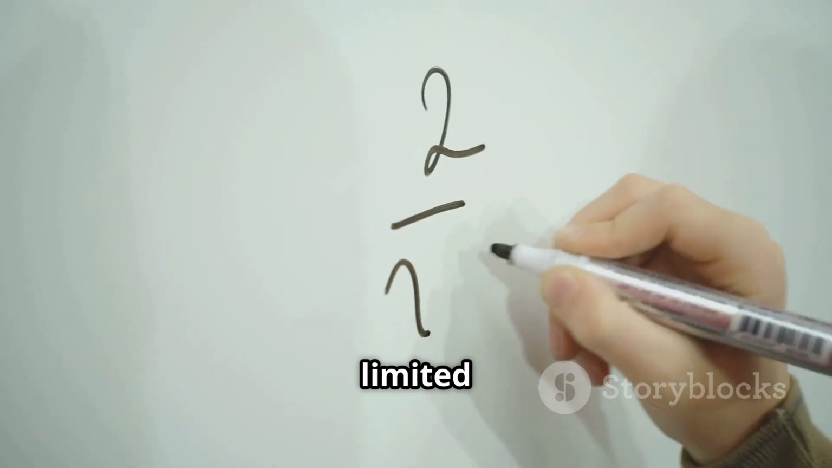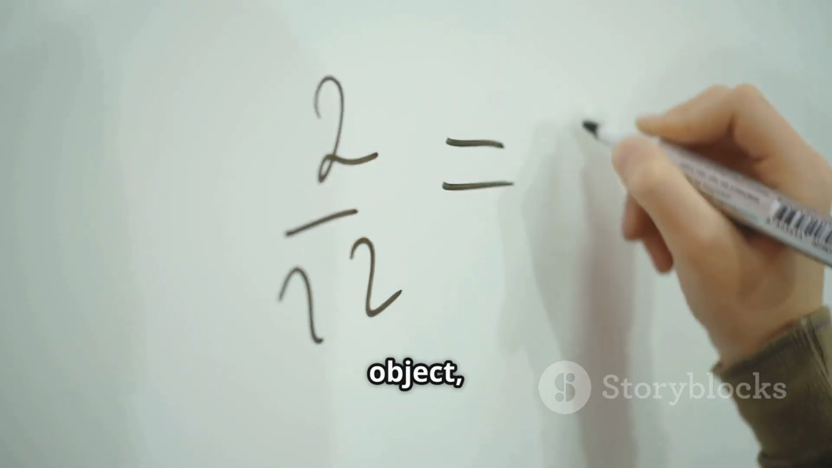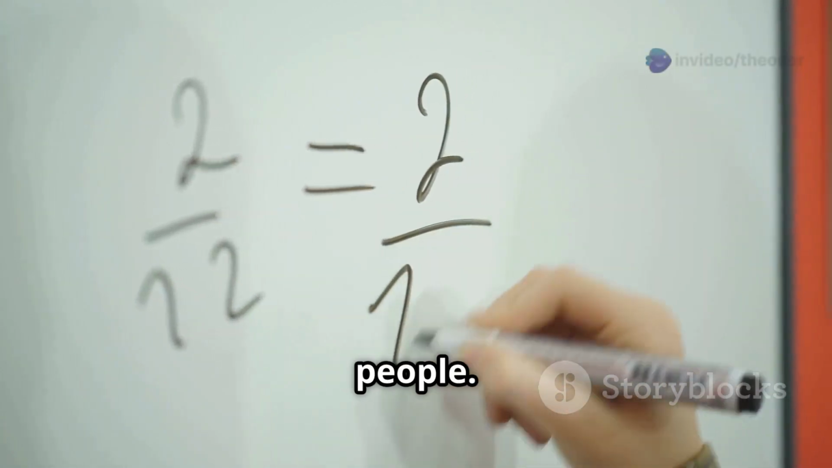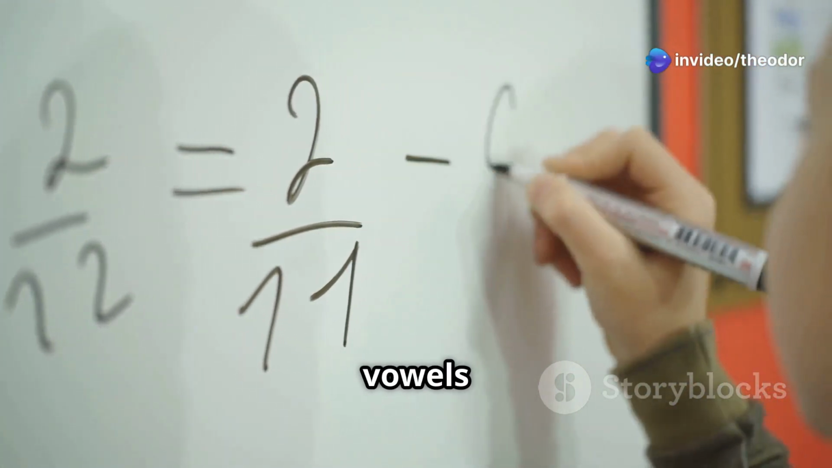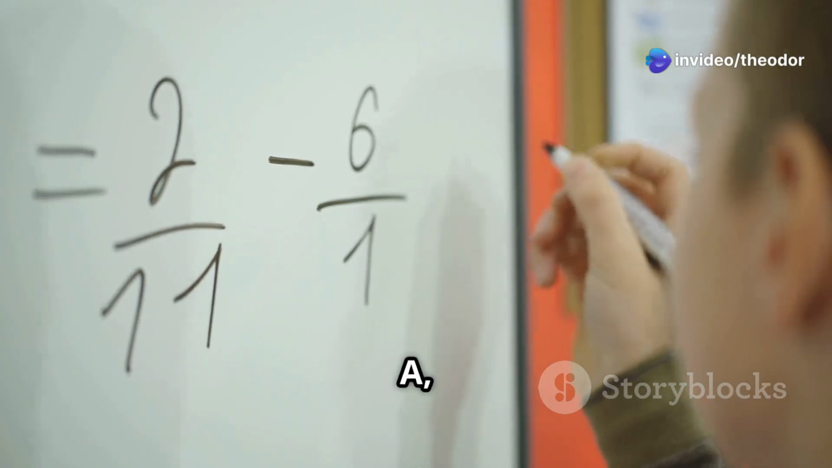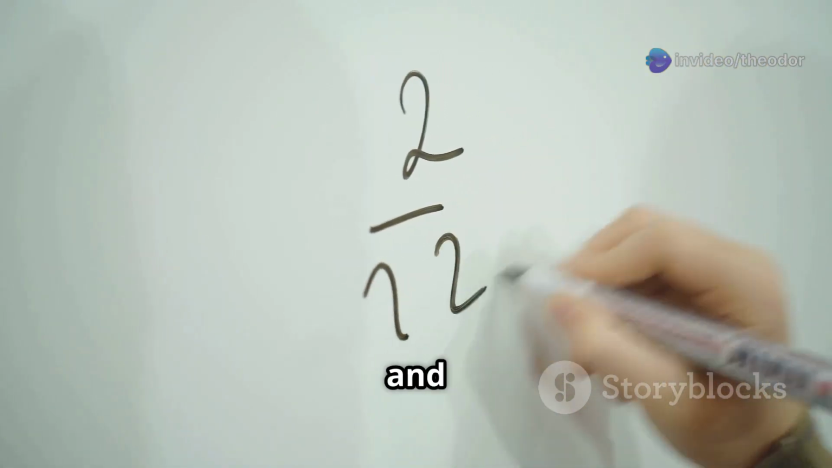Sets are not just limited to numbers. They can include any type of object, such as letters, shapes, or even people. For example, a set of vowels in the English alphabet includes the letters A, E, I, O, and U.